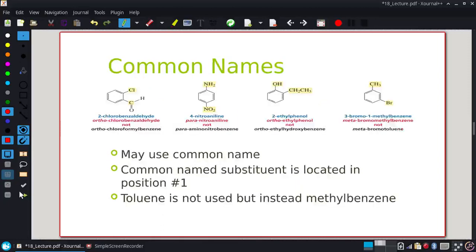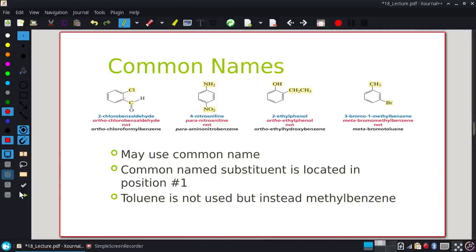Now, there are going to be times when our common names pop in. So like the CHO is benzaldehyde, and benzaldehyde makes that name simpler, so we're going to put that there, and that means we have a 2-chlorobenzaldehyde. Aniline with the NH2, so a 4-nitroaniline. Phenol, 2-ethylphenol. And weird thing is, we could say toluene, but there is actually no such thing as 3-bromotoluene. Toluene is only used as a name when the only thing on that ring is a CH3.